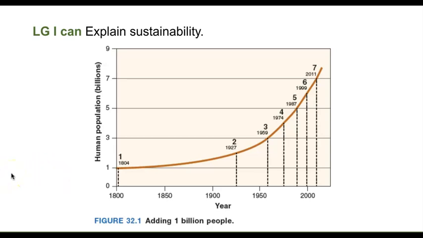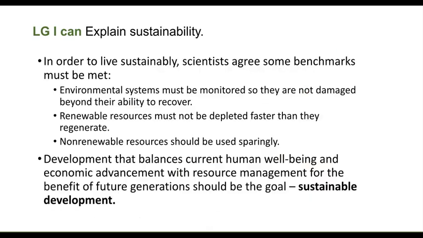Okay, sustainability. Here's our human population. This is a review from Unit 3, and you can see how it's grown exponentially. And so in order to meet the needs of an increasing human population, we want to make sure that our environmental systems are monitored so we don't damage beyond the ability to recover. Our renewable resources should not be depleted faster than they regenerate, and our non-renewable resources should be used sparingly and also recycled. All the metals and things can be recycled. Well, not all, many, most.